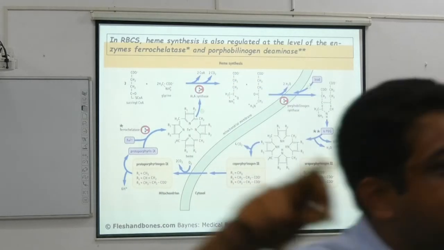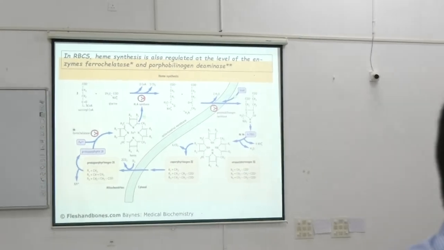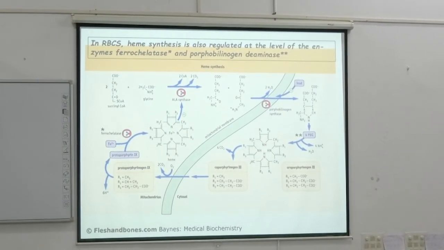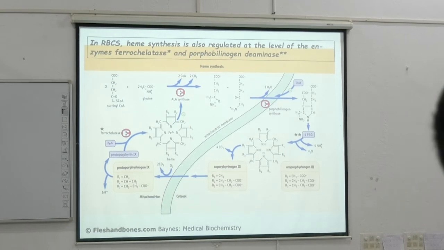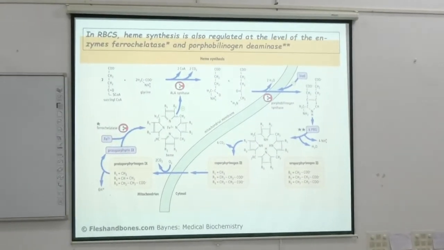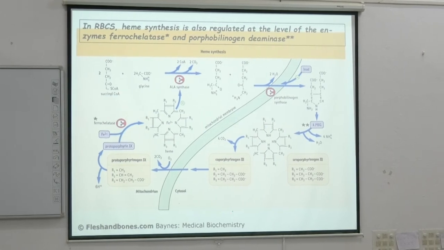Now, you should also be able to answer at what phase of erythropoiesis this hemoglobin synthesis starts and where it ends. It was asked in last year's PG entrance exam. The answer is early normoblast. In the early normoblast stage, hemoglobin synthesis first starts and then it is completed in reticulocytes.